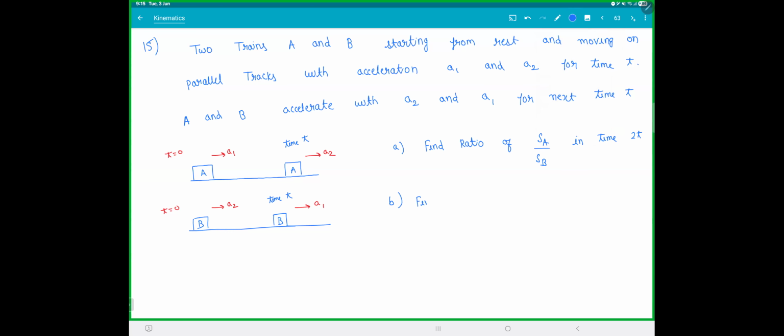Second thing, find the maximum and the minimum value of SA by SB. SA is the distance traveled by train A, SB is the distance traveled by train B. Find the ratio of SA and SB in time 2t, and for this ratio, what is the range, or maximum and minimum value? If I just ask you the first question, it is still a mains one. If I ask you the second one, suddenly it bumps up. It would go to an advanced question, maybe a more than one choice. Still a simple one in advanced, but it's a good question though.